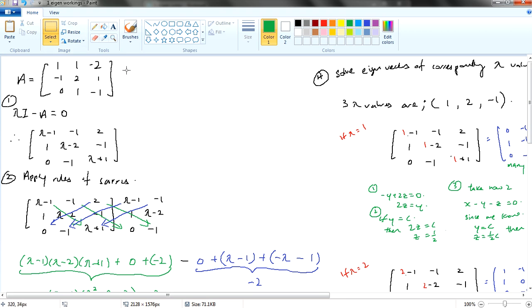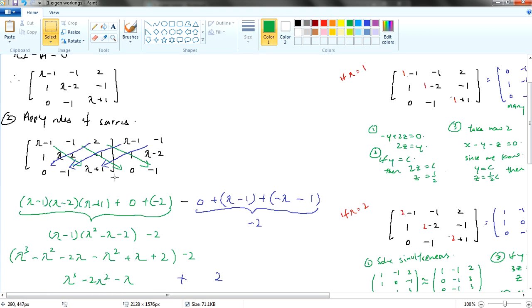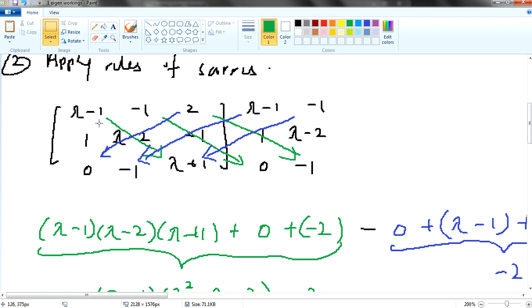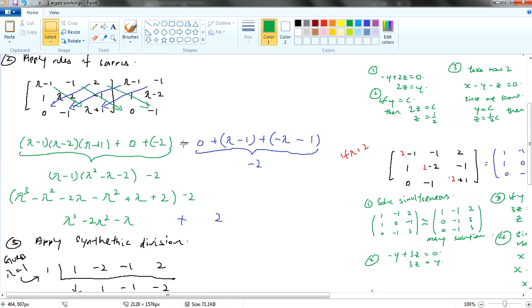So without further ado, let's start. The first step is to use this equation. Then we use the rule of Sarrus, where you multiply the green arrows in this direction: minus 1 times minus 1 times 0 equals 0, and so on. However, do take note that the green portion minus the blue portion, slanting to the left, is subtraction, not addition.